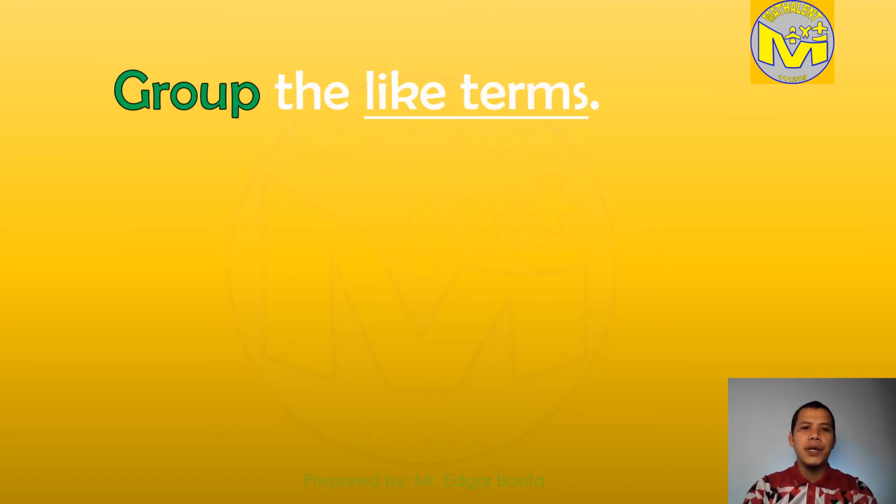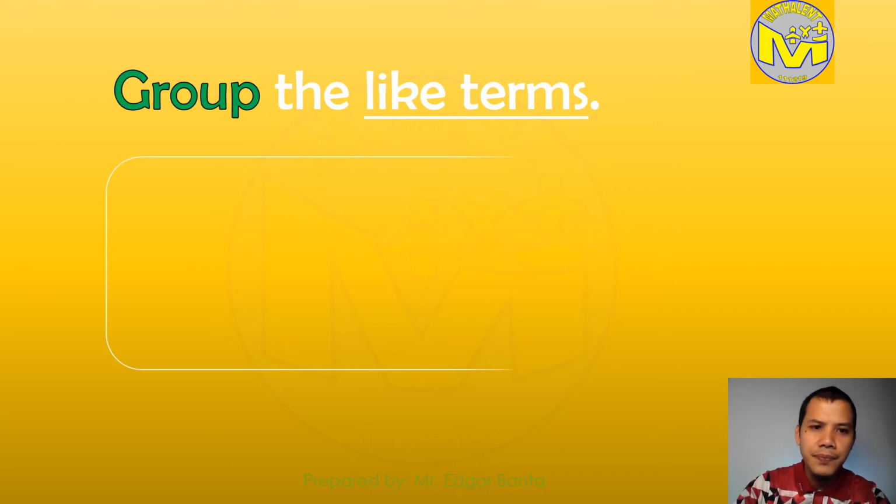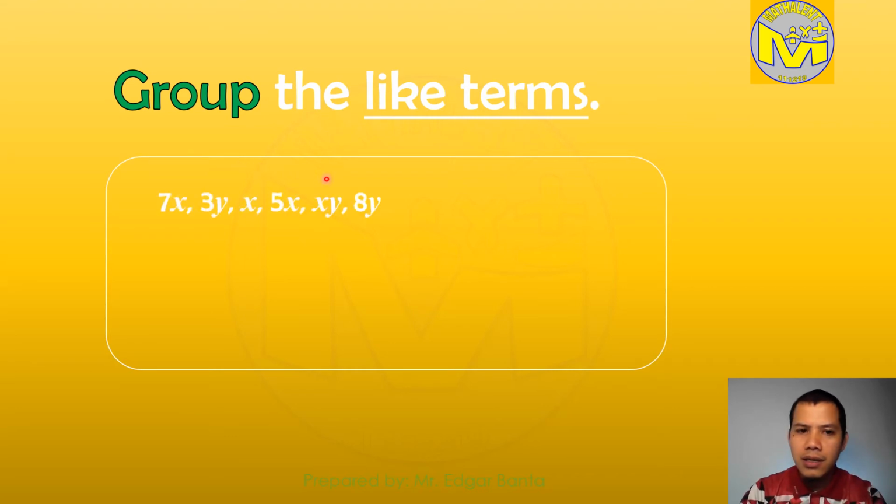Now, let's learn how to group the like terms. Now we know the like terms, so we can group them. How many terms do we have here? Let's count. 1, 2, 3, 4, 5, 6. We have 6 terms. How many groups can we have? We have group X, we have group Y.